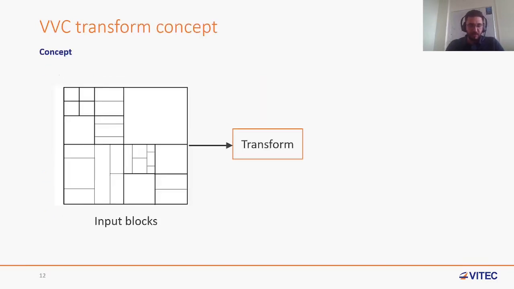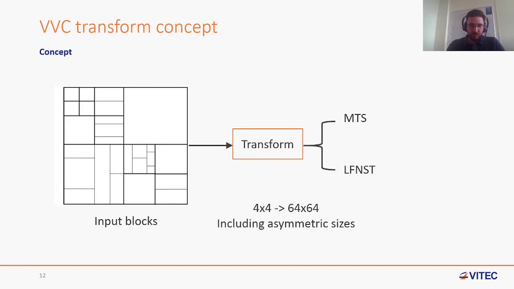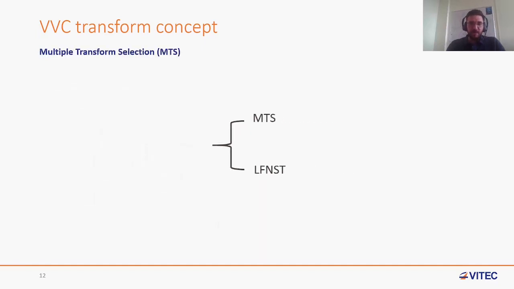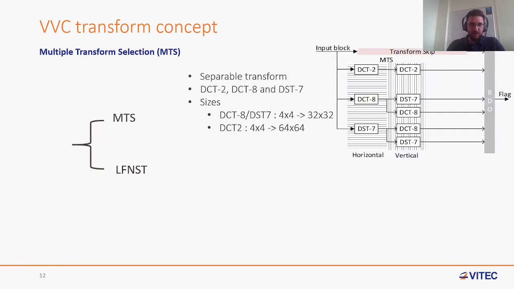So, the VVC transform concept. As we said, the VVC transform is actually composed of two transform types, the MTS and LFNST. It is applied on transform blocks that could have sizes from 4x4 to 64x64, including asymmetric blocks. The MTS stands for multiple transform selection. It is a separable transform. It has three transform types: DCT2, discrete cosine transform of type 2, DCT8, and DST7, discrete sine transform of type 7. In fact, DCT8 and DST7 are limited to blocks of size 32 by 32, while the DCT2 goes all the way to block sizes of 64 by 64.